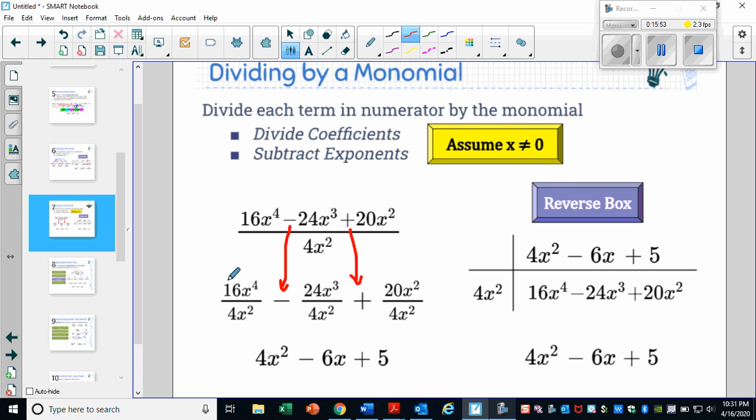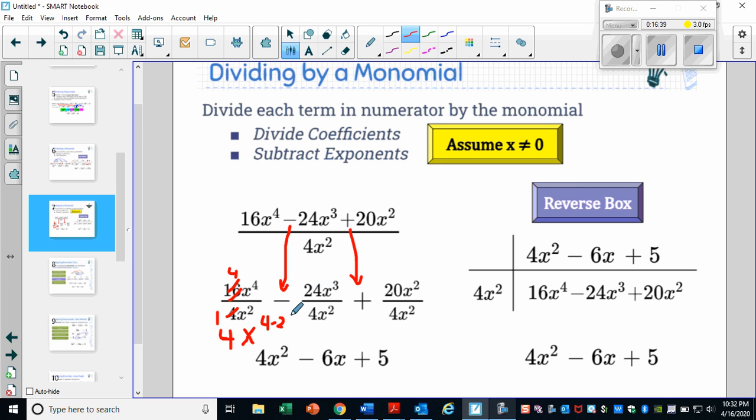And then from here, you see that 16x to the fourth divided by 4x squared. So remember, 16 divided by 4 is 4. And then x to the fourth divided by x squared. Remember, you subtract, x to the 4 minus 2. That's how we get 4x squared. Because 16 divided by 4, 4 goes into 16 four times. And then x goes into itself once.